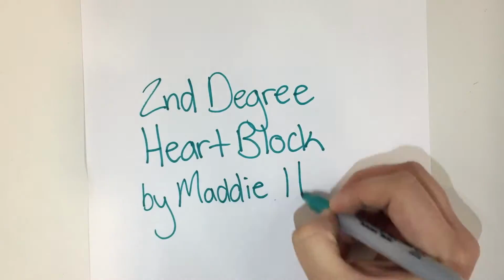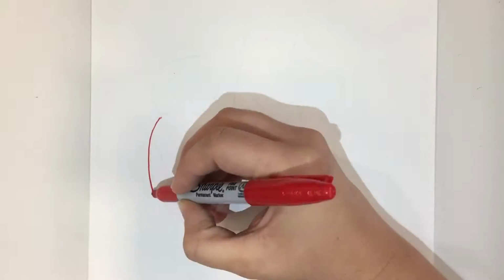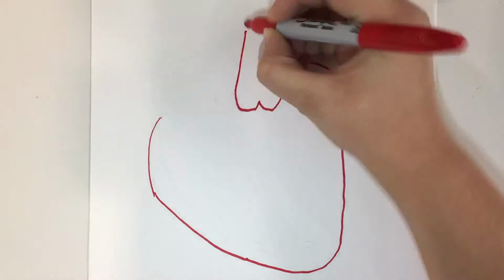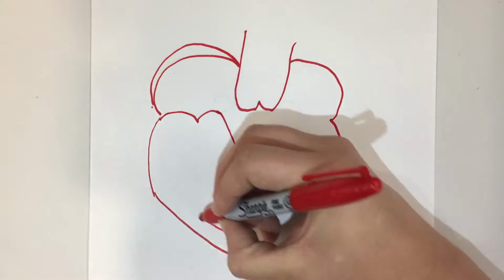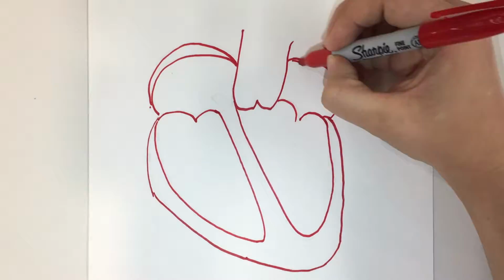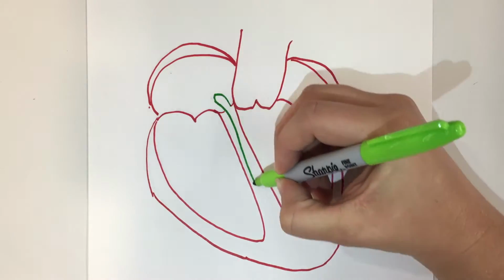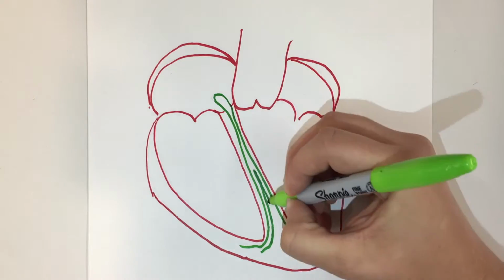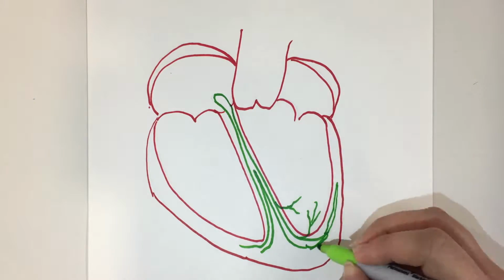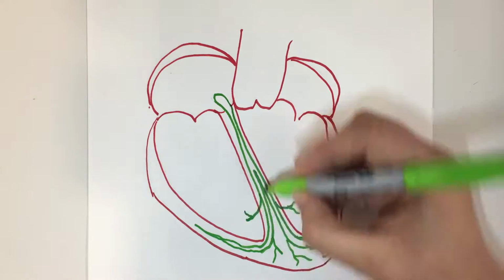The cardiac conduction system of the heart is a vital system that controls heart rate and cardiac output. The components that make up the cardiac conduction system are the sinoatrial node, which is the pacemaker of the heart, the atrioventricular node, the bundle of His, bundle branches, and Purkinje fibers.